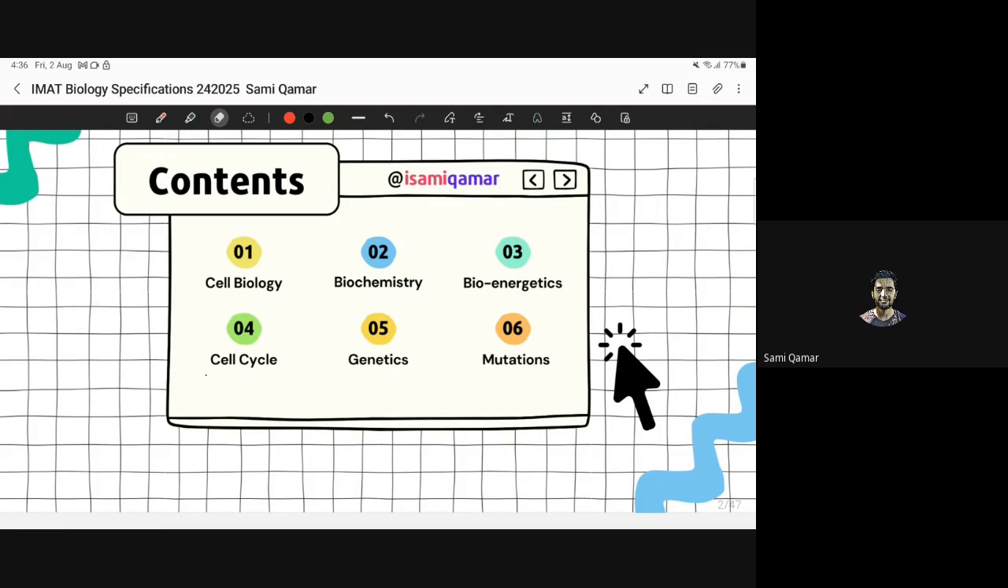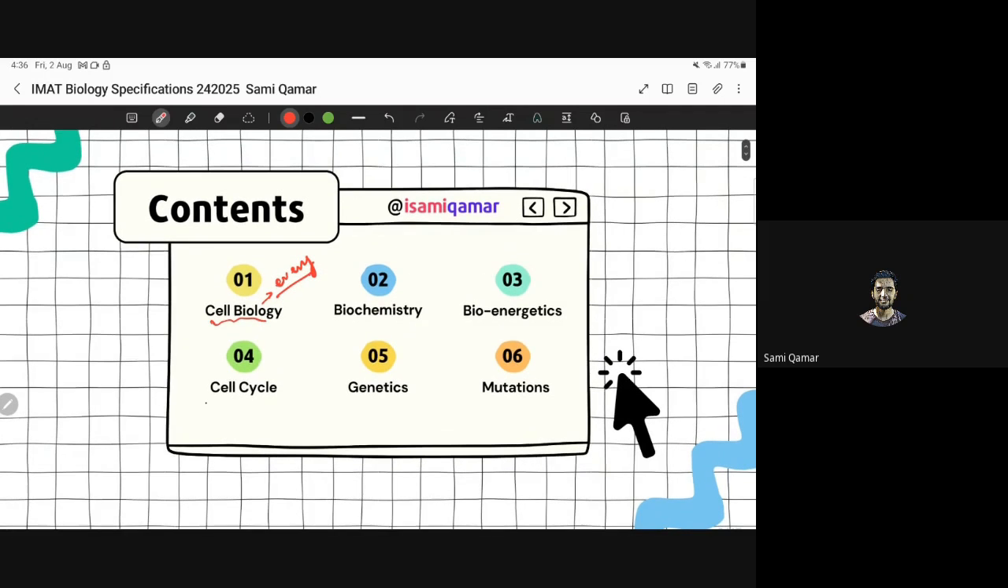I have made a very easy table of contents. You can utilize it, and you can make your own planner sort of thing. First of all, the first chapter that we are going to see is cell biology. Cell biology is not hard. It has got organelles, but the cool thing is that it has been asked every year. Every year of IMAT there was a question from cell biology, so that's very important.